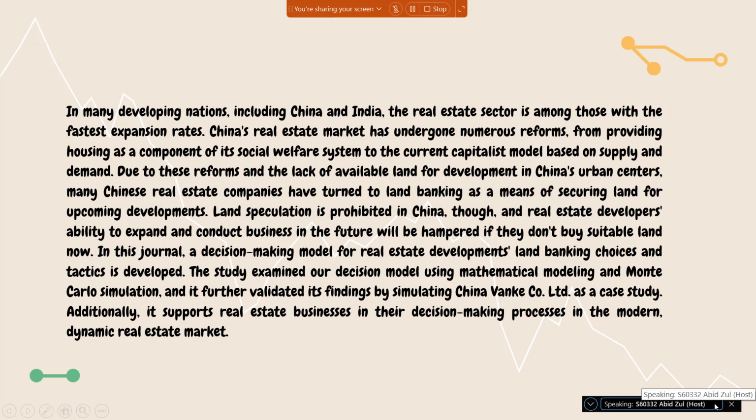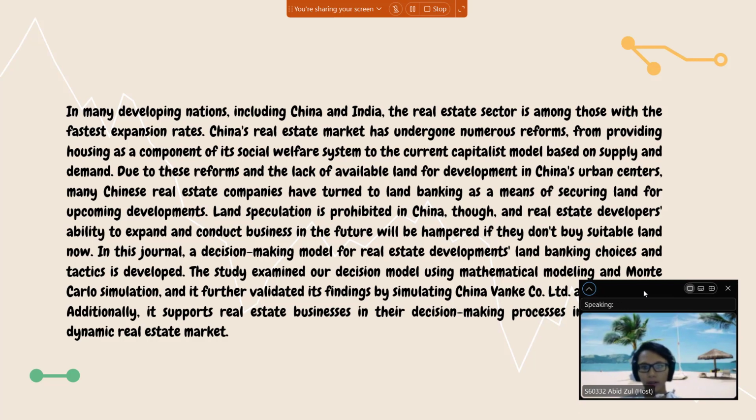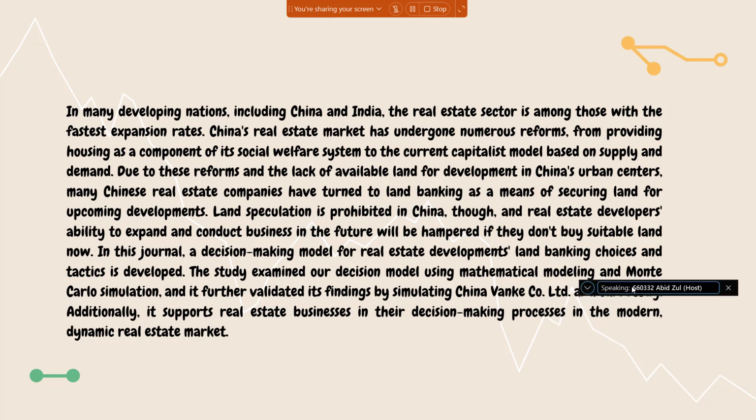in many developing nations, including China and India, the real estate sector is among those with the fastest expansion rates. China's real estate market has undergone numerous reforms, from providing housing as a component of its social welfare system to the current capitalist model based on supply and demand. Due to this reform and the lack of available land for development in China's urban centers, many Chinese real estate companies have turned to land banking as a means of securing land for upcoming developments. Land speculation is prohibited in China, and the real estate developers' ability to expand and conduct business in the future will be helped if they buy suitable land now.